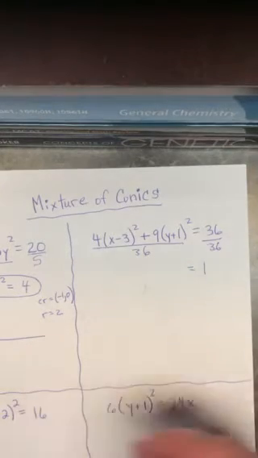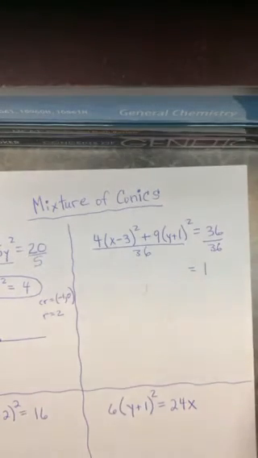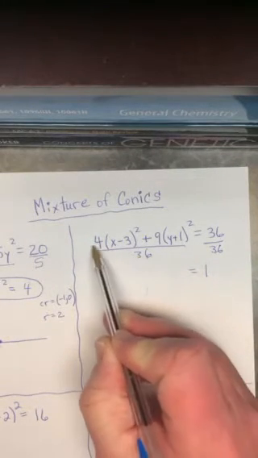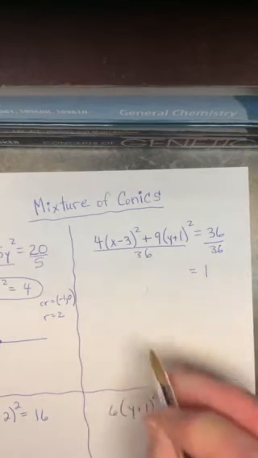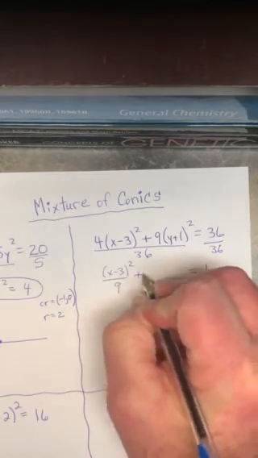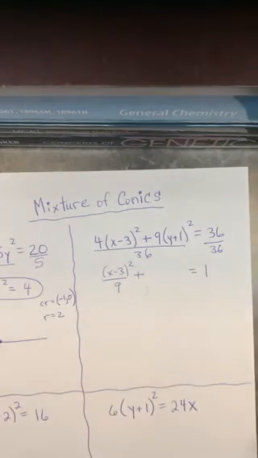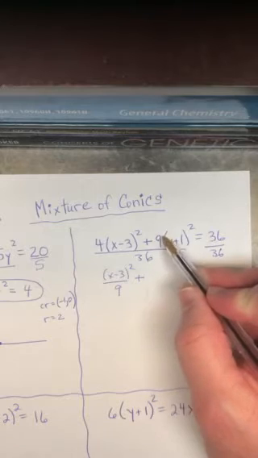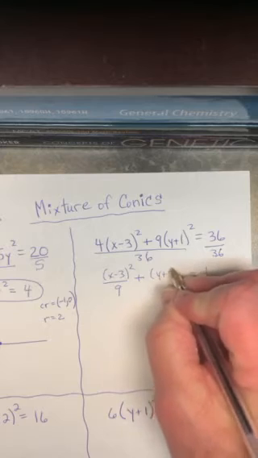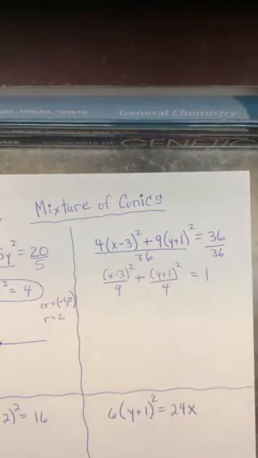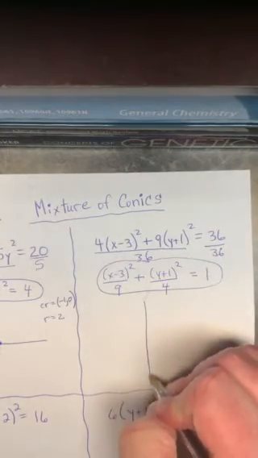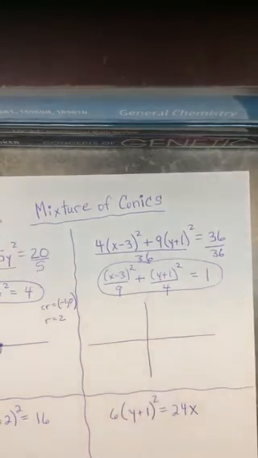Over here on the left side, some of you still have to concentrate better when you reduce fractions. This is 4 over 36. Won't that 4 cancel and the 36 will become a 9? So it's (x minus 3) squared over 9 plus, then the second fraction, the 9 will cancel and the 36 will become a what? A 4, won't it? So we get (y plus 1) squared over 4 equals 1. That ellipse is now in standard form when I go to draw my oval shape.